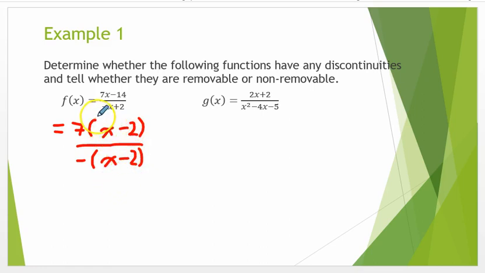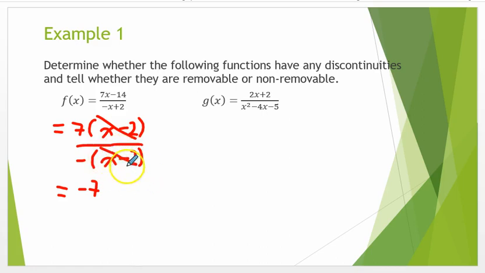The fact that they match lets us cancel them out, so this whole function is just equal to negative 7. Now, if I was just looking at negative 7, I wouldn't think there are any discontinuities because I don't even have a fraction anymore. But if we remember that we had a problem up here originally, x couldn't equal 2 because 2 minus 2 would equal 0, and you can't divide by 0.